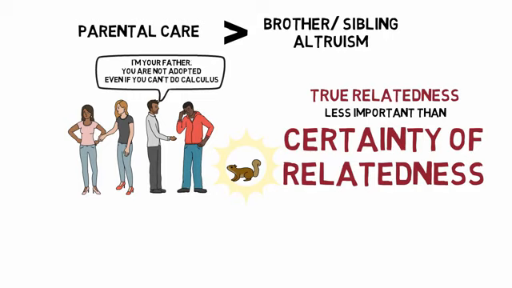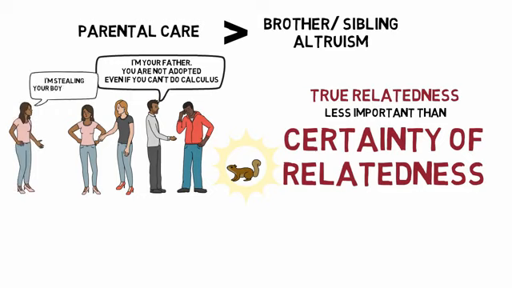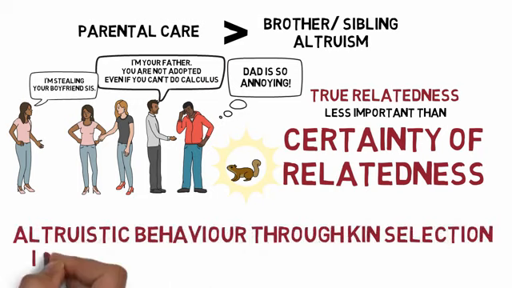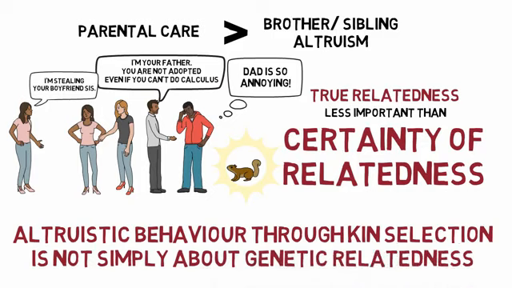This is even true for identical twins, but also shows how individual selfishness would operate more powerfully than considerations of genetic relatedness. For example, a twin would still care more for his or her children than for his or her twin sibling. Of course, children would also care less for their parents than parents care for them, given the asymmetry in resources and expected life expectancies. Therefore, altruistic behavior through kin selection is not simply about genetic relatedness.